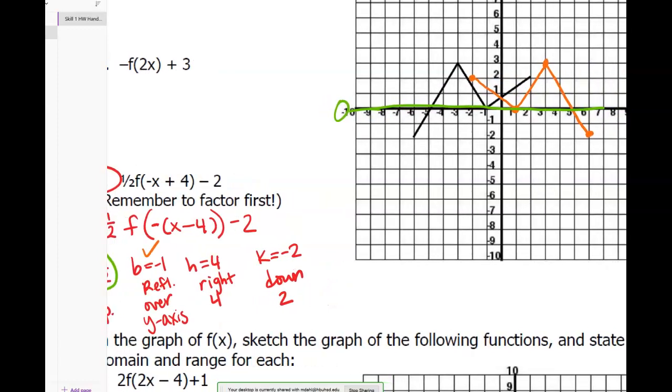So when I look at this first point right here, currently, how far is that point from 0 vertically? 2 units. I want to compress it so that it's half the distance it was. If I take 2 and times it by 1/2, I would get 1. That point is going to be relocated here.